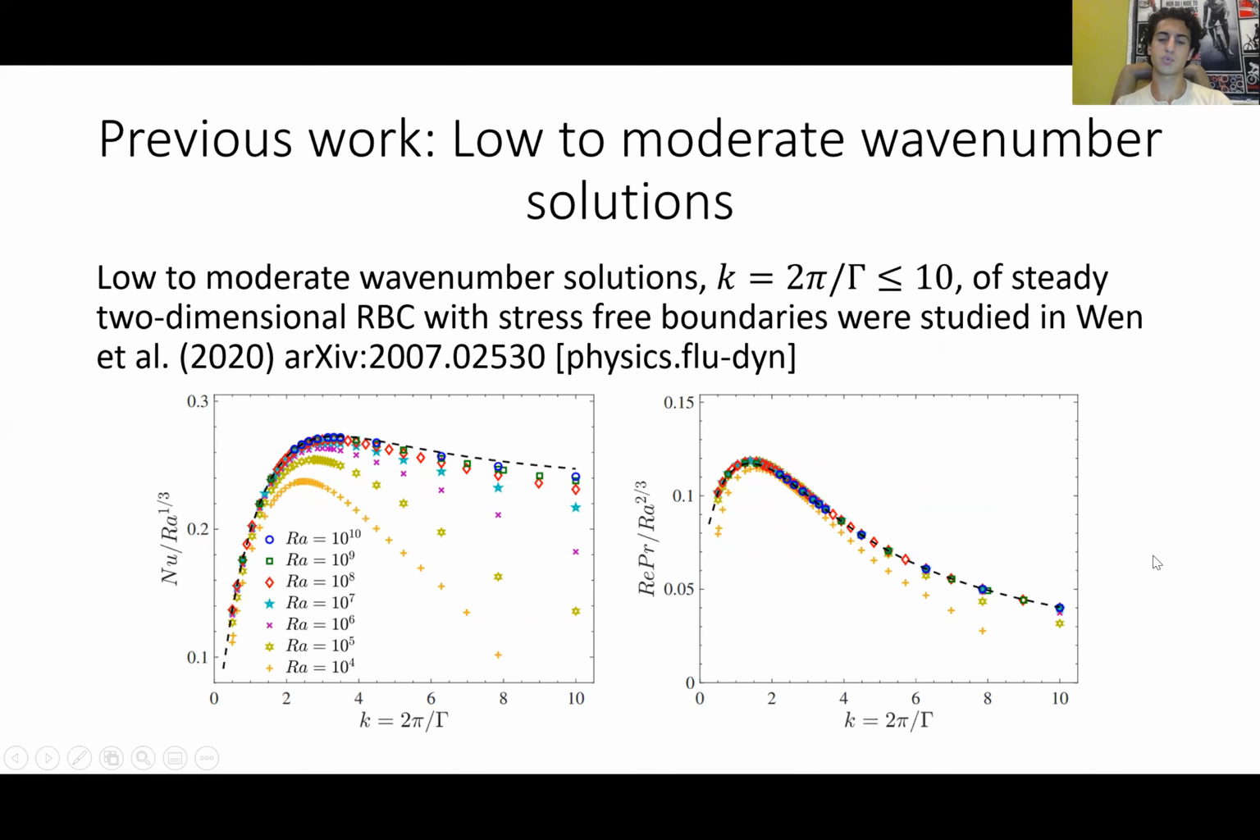So previous work in the stress-free case was done for low to moderate wave number solutions, basically for a wave number k, defined as 2 pi over gamma, less than or equal to 10. And as we see in the study, it was focusing on the scaling of the Nusselt number and the Reynolds number.